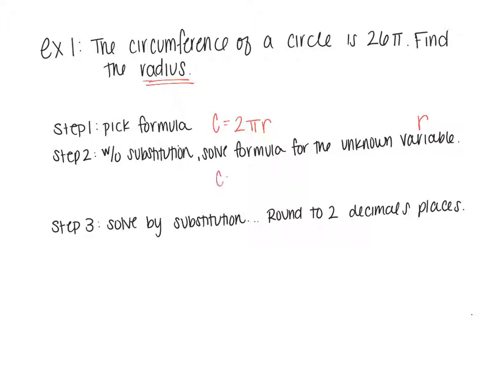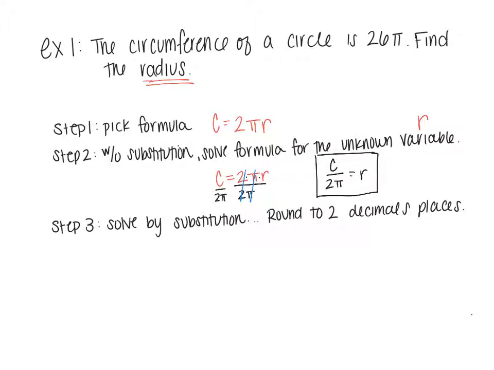So I have circumference equals 2 pi r. Well, to get rid of times 2 times pi, I'm going to divide both sides by 2 pi. On the right, those will cancel, leaving me with c over 2 pi equals r. So that will be the answer to step 2. It just wants you to solve for the variable.